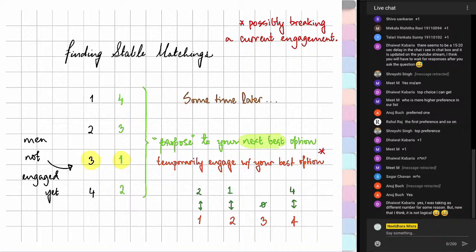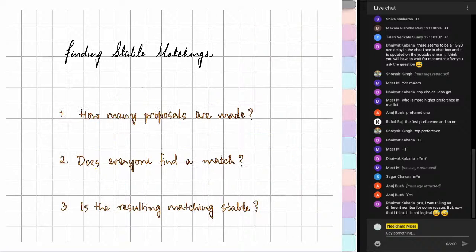Right, yeah. So you're right. If n and m are different, then essentially depending on if n is greater than m or the other way around, some people are going to be left out. So they would have to be the same. That's right. So Anuj, hopefully that clarifies what the question was.